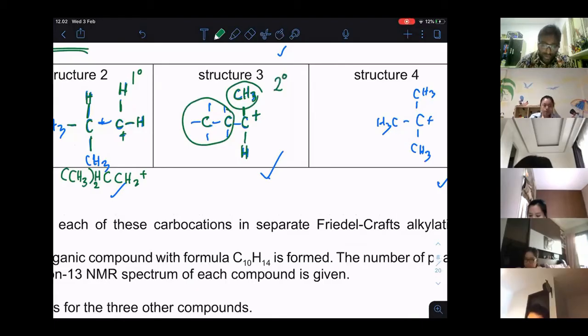How do I write it down in structural formula? I will write CH3, CH2, then this C is bonded to H and also CH3. And then I put the plus, maybe I can put the plus here.